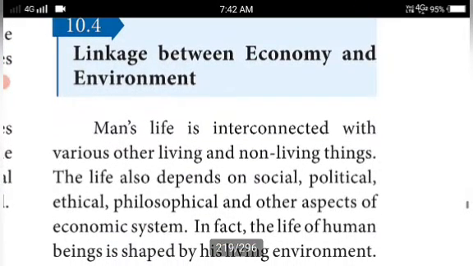Okay. So, linkage between economy and environment. What are the linkages between the economy and environment?